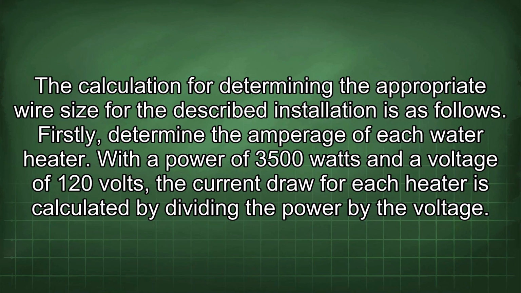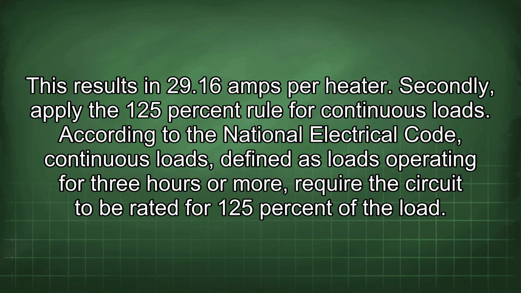The calculation for determining the appropriate wire size for the described installation is as follows. Firstly, determine the amperage of each water heater. With a power of 3,500 watts and a voltage of 120 volts, the current draw for each heater is calculated by dividing the power by the voltage. This results in 29.16 amps per heater.